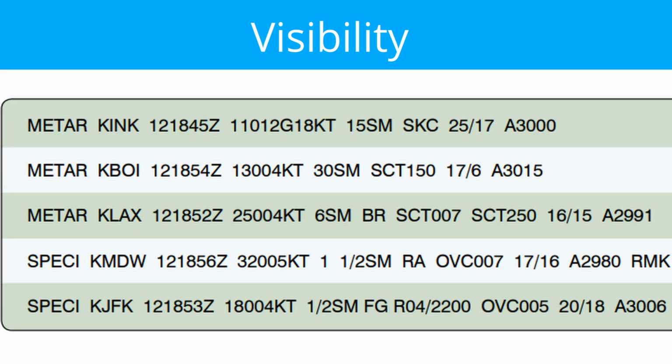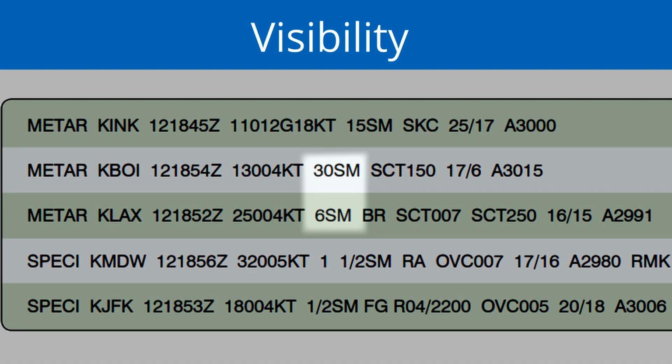After the wind, you will see the visibility in statute miles. It is shown as either a full number such as 30 or 6 like they give here in the written supplement, or as a fraction if the visibility is under 1 statute mile. You may also see both a full number and a fraction in the same METAR to show any visibility that falls between 2 full numbers.